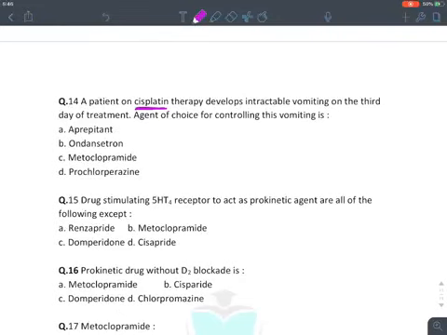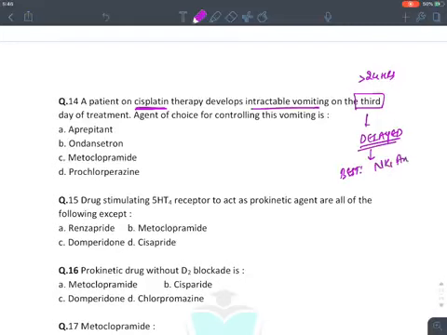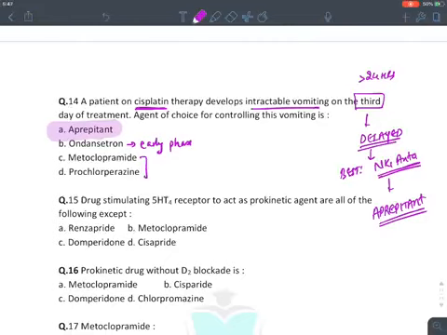A patient on cisplatin, which is an anti-cancer drug or chemotherapy, has vomiting on the third day of treatment. Third day means after 24 hours, so it is a delayed phase of vomiting. For the delayed phase of vomiting, remember, the best drug we have is an NK1 antagonist. For the early phase, we have the setron drug, ondansetron. But for the delayed phase, we have the NK1 antagonist, that is aprepitant. They are the drug of choice for the delayed phase. So mark the answer as aprepitant. Ondansetron, remember, is given for the early phase. These drugs have no role.